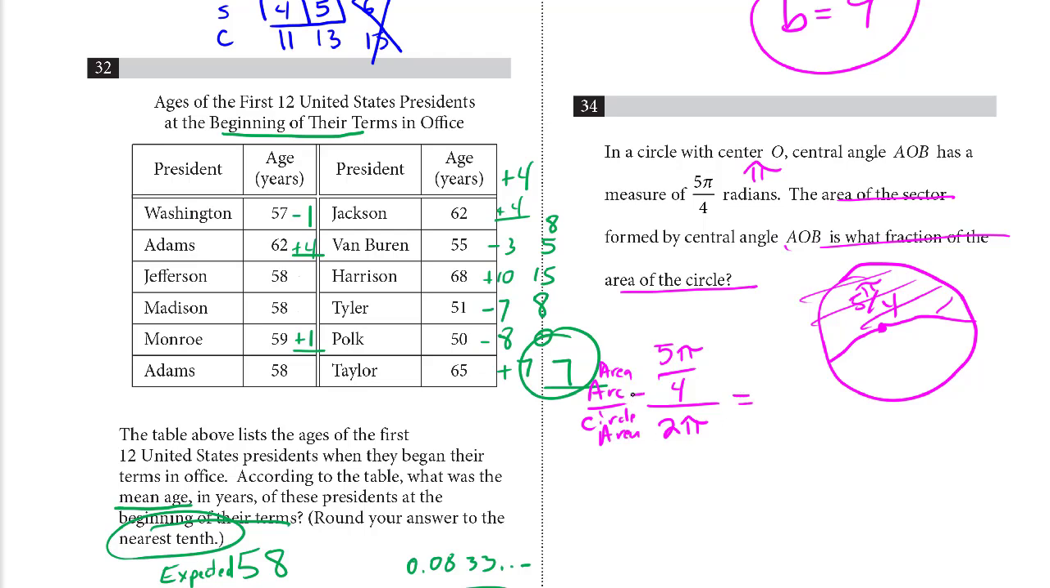Remember, we don't care about the radius. That's not part of the problem. Each is multiplied by the radius squared for the area. Those cancel out. So the pi's cancel out as well. It's 5/4 divided by 2, which is 5/8. The correct answer for the area of the sector divided by the area of the circle is 5/8, which is a little more than a half. It makes common sense as a check.